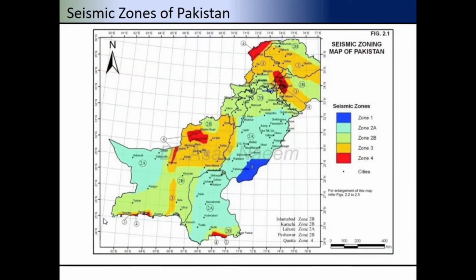This slide shows the different seismic zonation of Pakistan. There are a few areas which come under zone 4, like this northern part and southwest part. These are the areas with high seismic activities. Then further it can be classified into zone 3, zone 2B, zone 2A and zone 1, where very few earthquakes occur. So the design of a building structure will depend on the zone in which you are designing a structure.